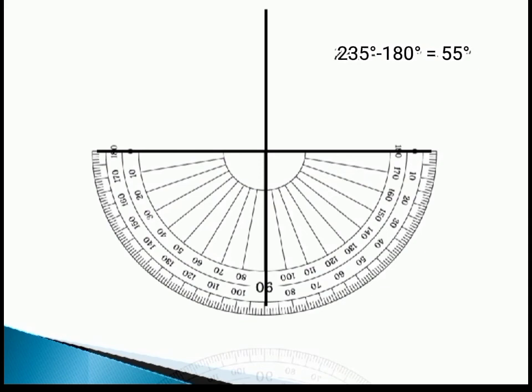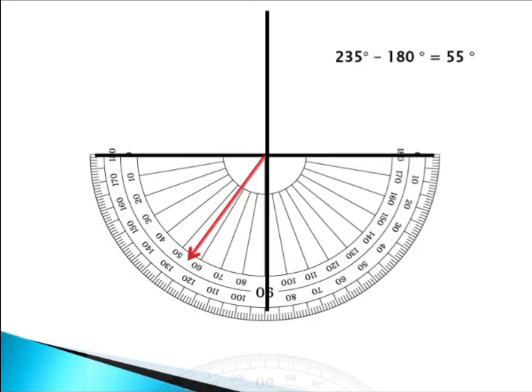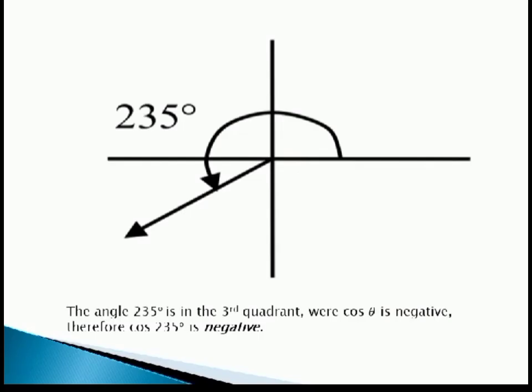Using a protractor, we will locate the 55 degrees in the lower part, in the third quadrant, because the third quadrant measures 180 to 270 degrees. So, the 235 degrees is located in the third quadrant. This is how the 235 degrees looks like. So, the angle 235 degrees is in the third quadrant where cosine is negative. Therefore, cosine 235 degrees is also negative.